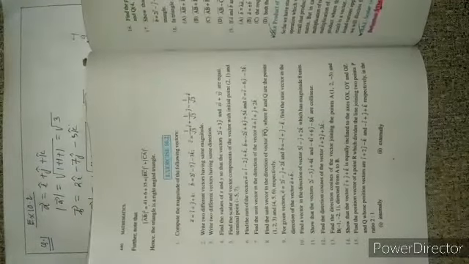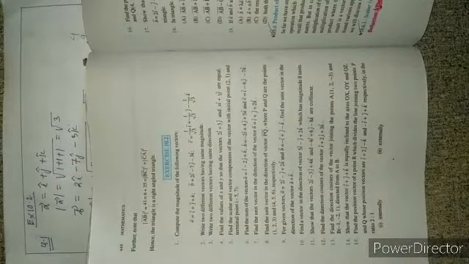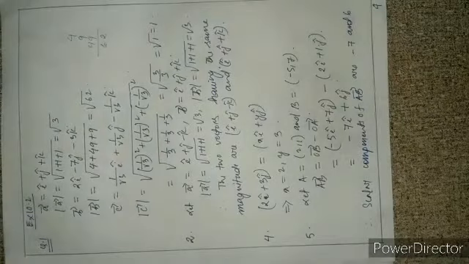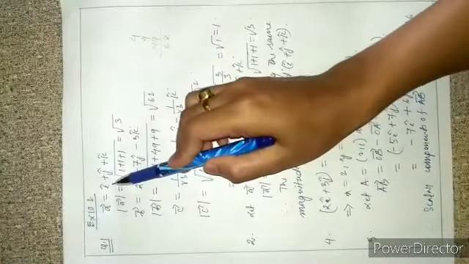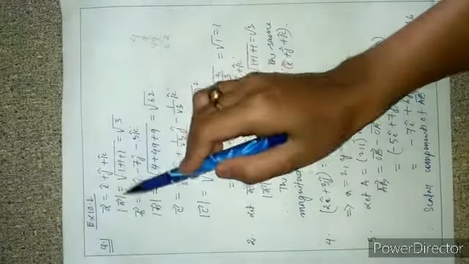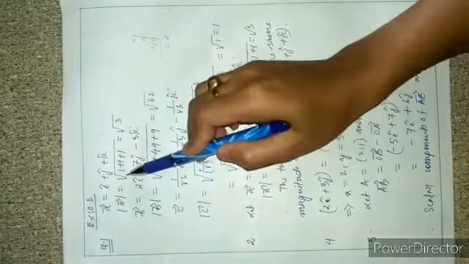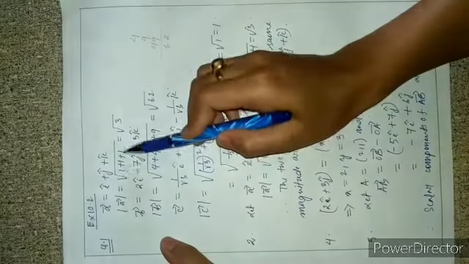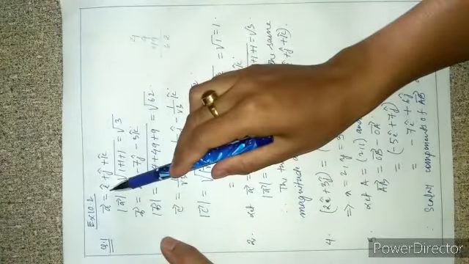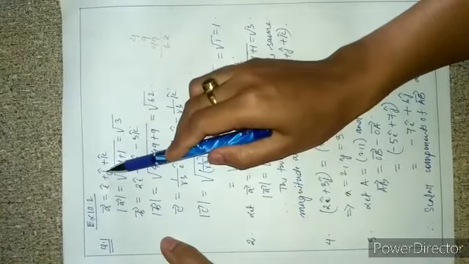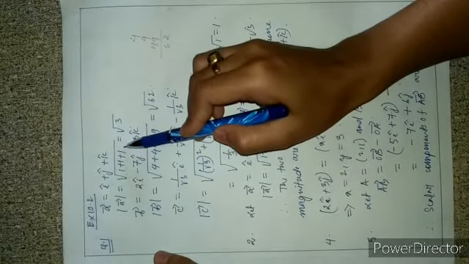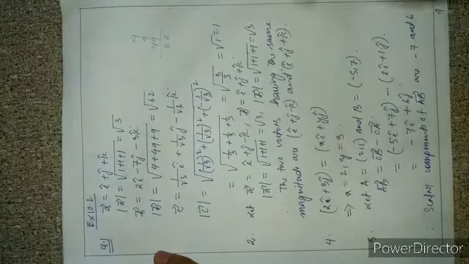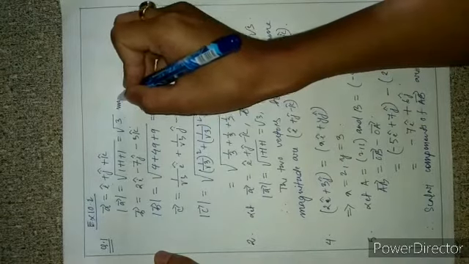Now let's come to exercise 10.2. Compute the magnitude of the following vectors. Here a is a vector whose components are i cap, j cap, and k cap. Magnitude of a is equal to root over x square plus y square plus z square. The x component is 1, 1 square is 1, the y component is 1, 1 square is 1, and z is 1, 1 square is 1. So the magnitude of a is equal to root over 3.